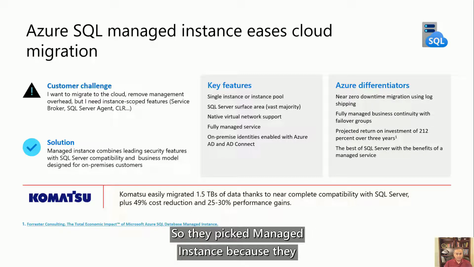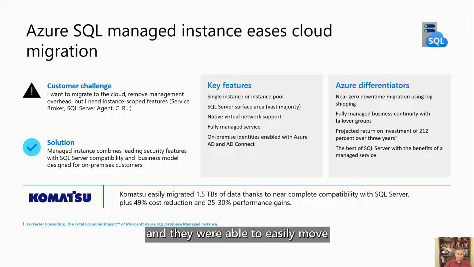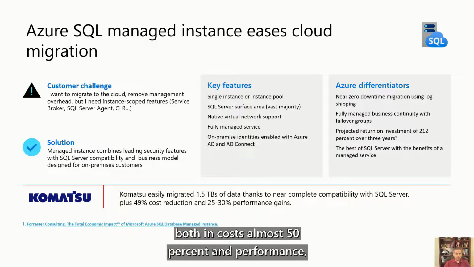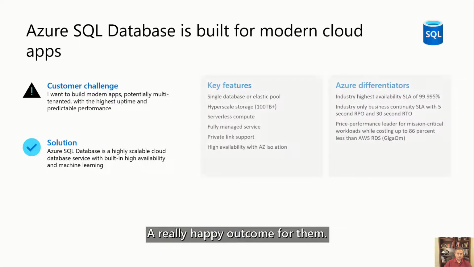So they picked managed instance because they needed instance level features for their applications, and they were able to easily move terabytes of data to the cloud and realize a lot of savings, both in cost, like almost 50%, and performance, which is about 25 to 30%. Really happy outcome for them. So do look at their customer story.